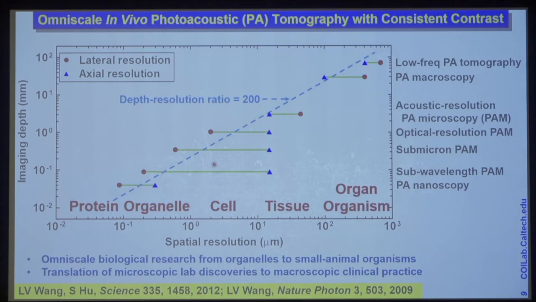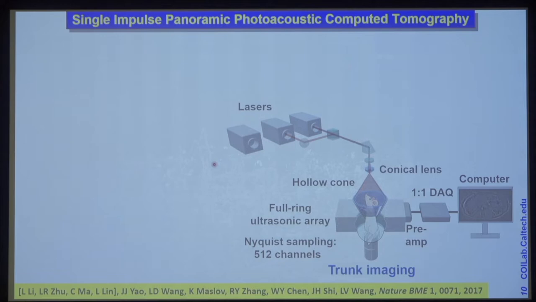For the O3 work, we used a single element transducer, which required us to rotate around the animal, which took about 20 minutes. Obviously, that's too slow. So finally, we built a single impulse version that gives us a snapshot image of a cross-section. This is good for trunk imaging of a small animal.